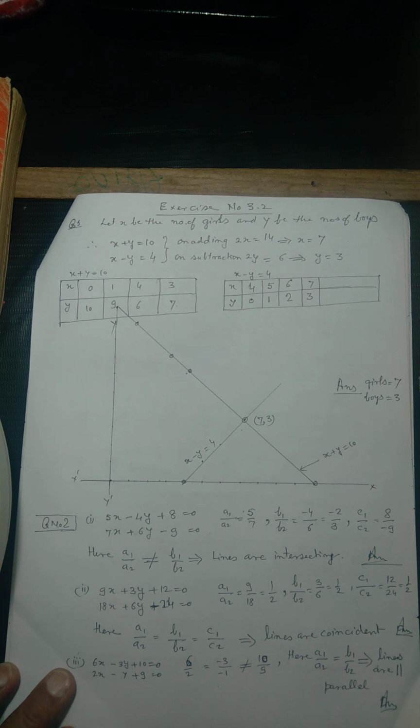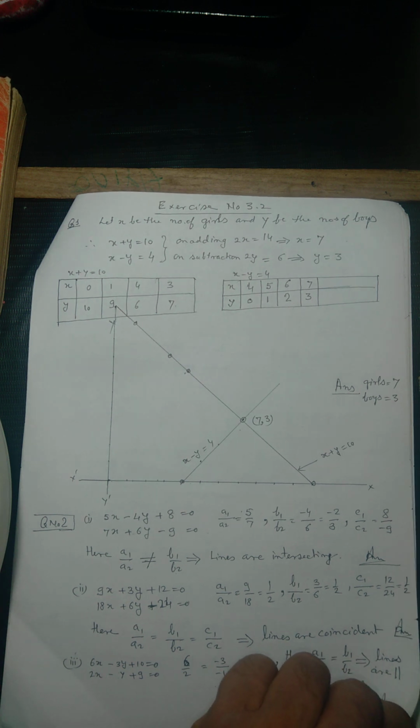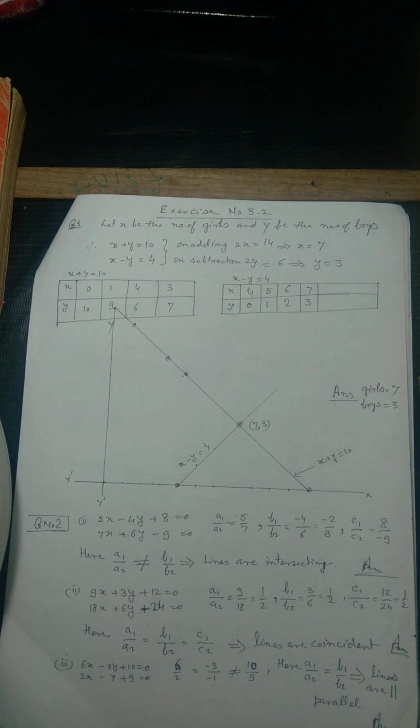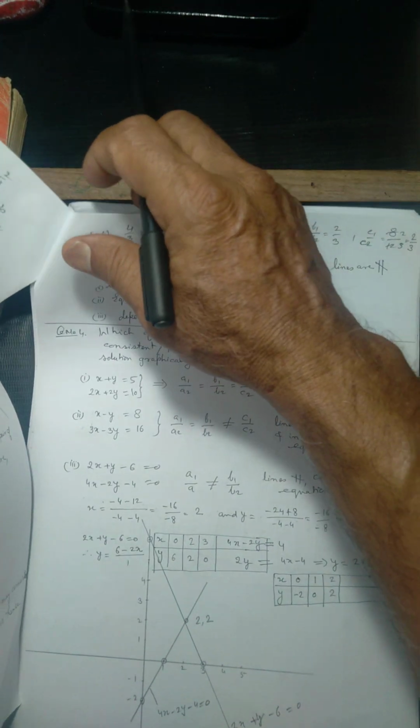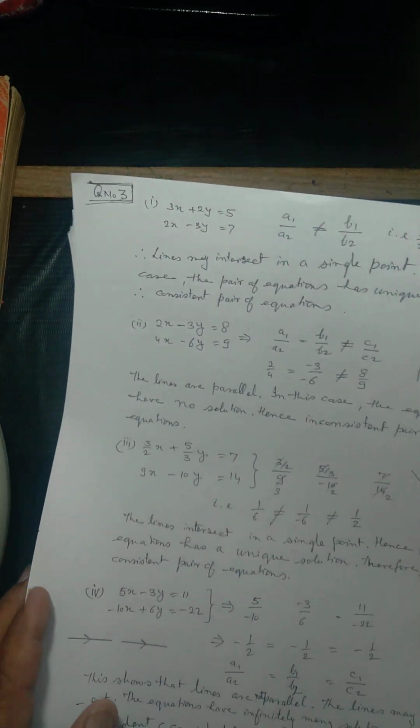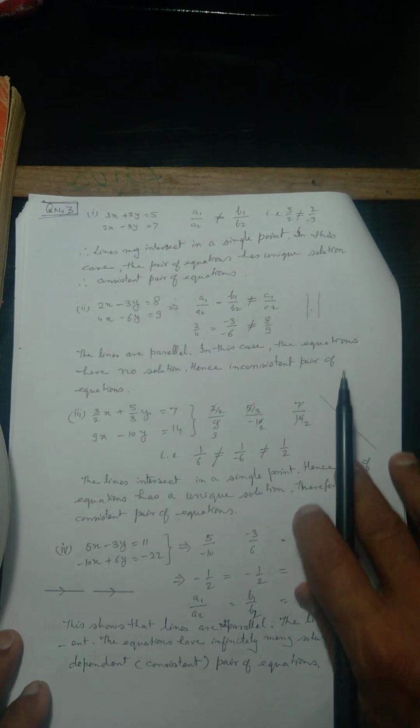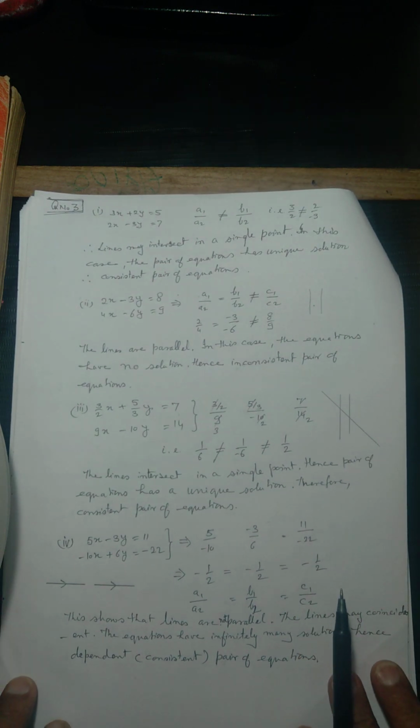So we see that A1 by A2 is equal to B1 by B2, but not equal to C1 by C2. It means the lines are parallel, and once the lines are parallel, there is no solution, as the lines do not intersect. Now proceed to question number 3.